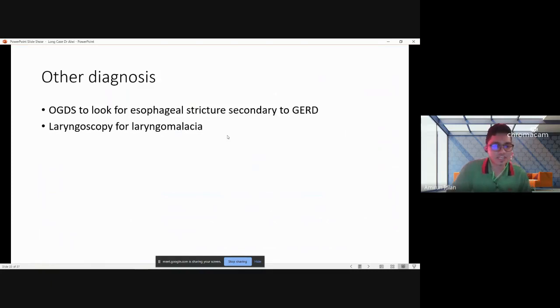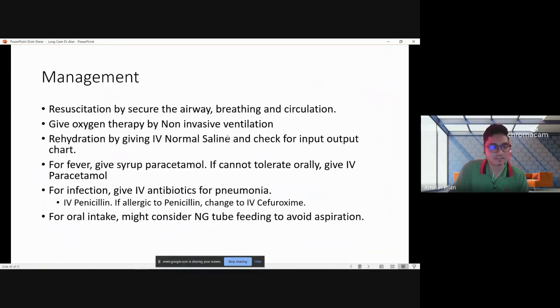Okay. So for my management, for acute management, I would like to stabilize the patient by securing airway, breathing, and circulation. For securing the airway, I would like to give oxygen therapy by non-invasive means of ventilation, such as nasal prongs or a ventilatory mask. Rehydration, because the patient has electrolyte imbalance, so I would like to give IV normal saline and check the input-output chart. For fever, I would like to give syrup paracetamol to relieve the fever. If the patient cannot tolerate orally, I'd give IV paracetamol.